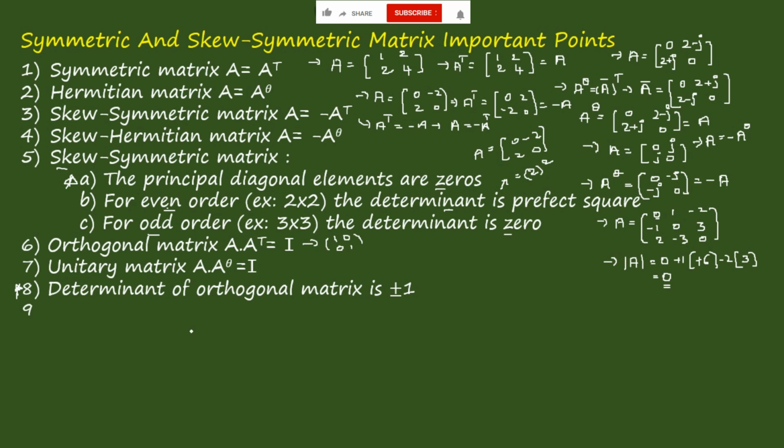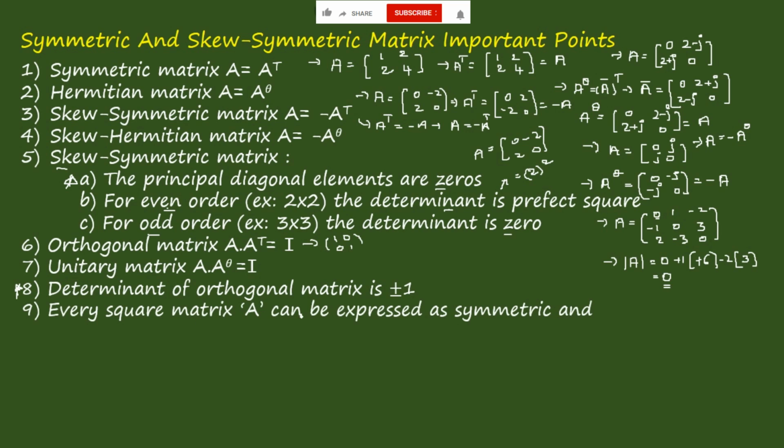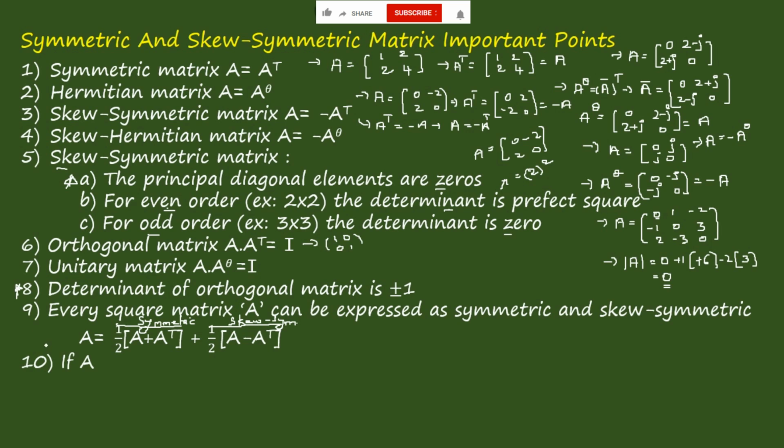Come to the next one. Every square matrix A can be expressed as a sum of a symmetric and a skew symmetric matrix. The formula for it is A is equal to 1 by 2 (A plus A transpose) plus 1 by 2 (A minus A transpose). If you have any matrix and want to find the symmetric and skew symmetric matrix from it, we can just use this particular formula. The first is a symmetric matrix, the second is a skew symmetric matrix.